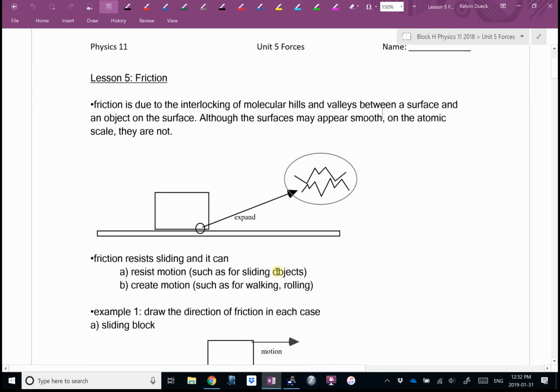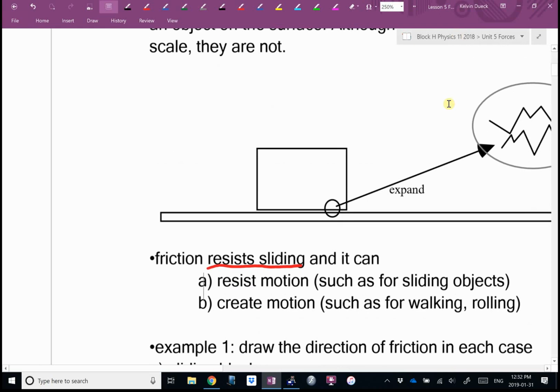And the key idea with friction in terms of direction is that it resists sliding. Which way are the objects sliding relative to each other? Friction will act in the opposite direction. And because of that, it can resist motion, like when you're trying to slide furniture across the room. It can also create motion for walking or driving.